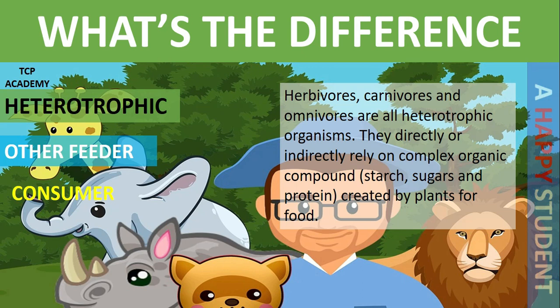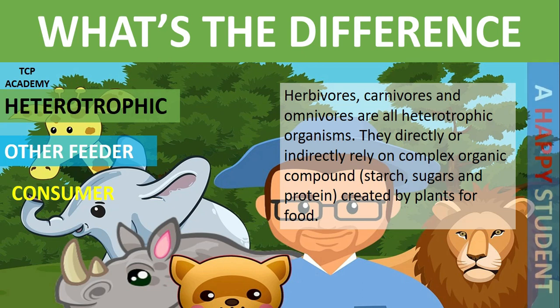Some are herbivores, some are carnivores, and of course other organisms may be omnivore, as in the case of the human and a pig. Herbivores, carnivores, and omnivores are all heterotrophic organisms. They directly or indirectly rely on complex organic compound like starch, sugar, protein created by plants for food.